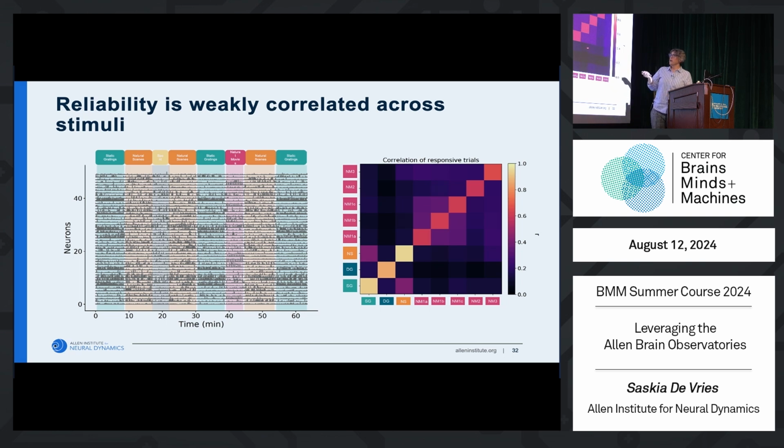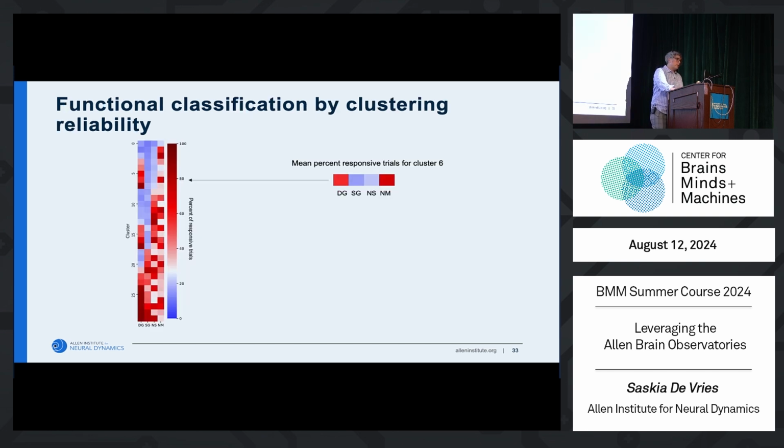But by and large, knowing that a cell responds to one stimulus doesn't tell us whether it's going to respond to another stimulus. We took this a little bit further. This is just doing a pairwise correlation, but we wanted to ask this a little bit more broadly, and we did a clustering of this reliability across stimulus types, right?